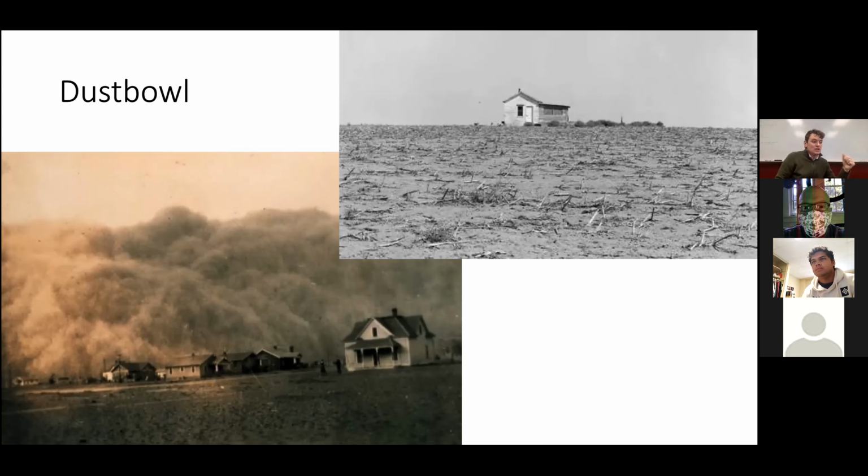So a combination of tilling, breaking up the roots and breaking up the plants that bound the soil together, combined with some really dry years, led to basically the soil blowing away and forming these enormous dust storms that forced a lot of people to give up their farms and move to California or wherever else they moved during the 1930s. So that's what caused the Dust Bowl, a combination of tilling and dry climate that blew away the soil.